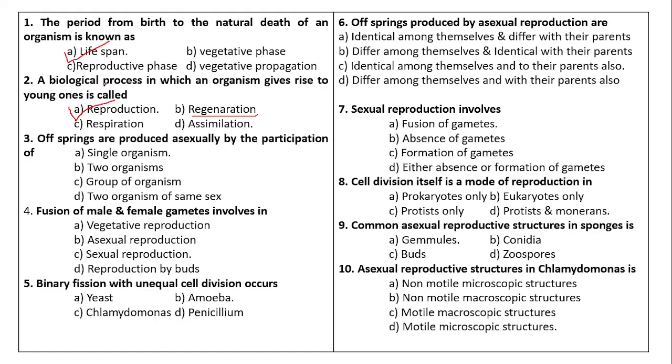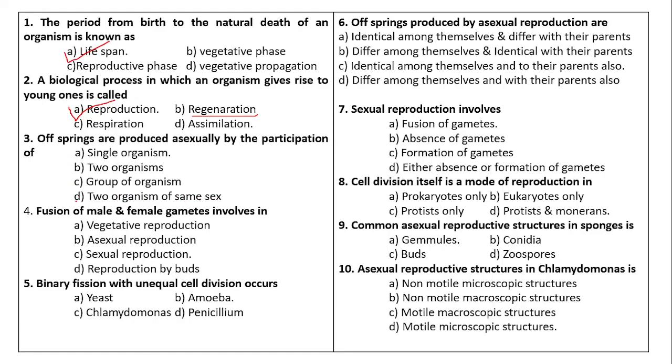The next one: offsprings are produced asexually by the participation of. That means, asexual reproduction involves how many parents? Option A, single parent; option B, two organisms; option C, group of organisms; option D, two organisms of the opposite sex.